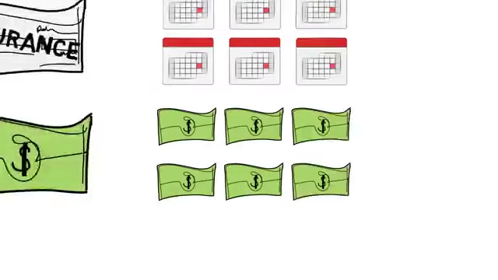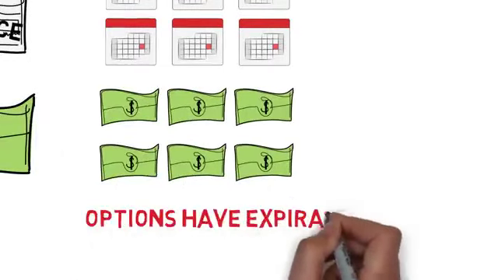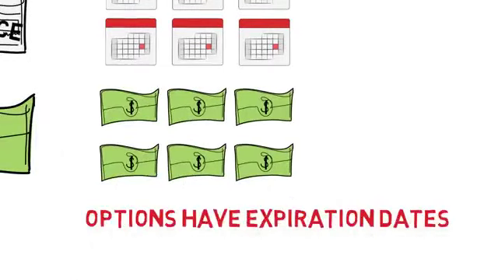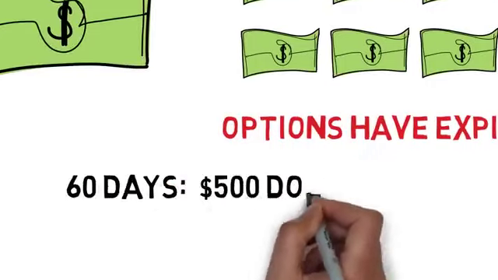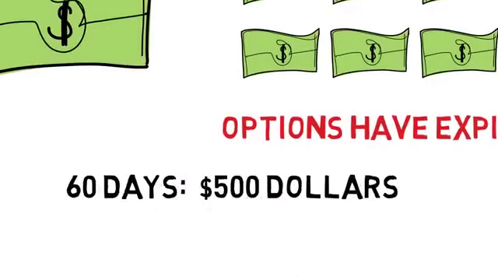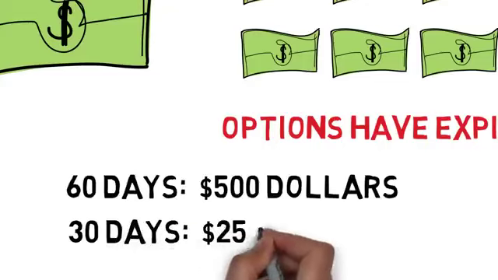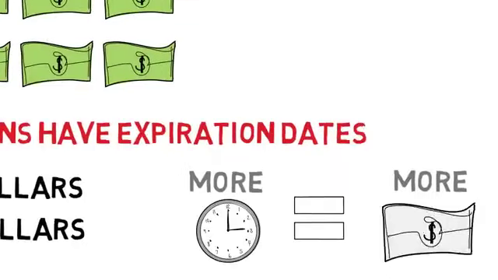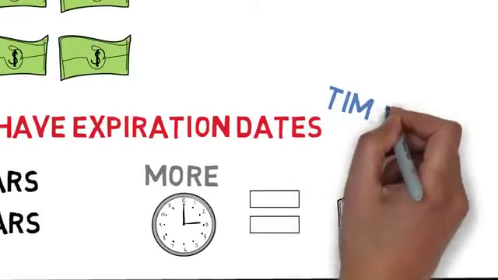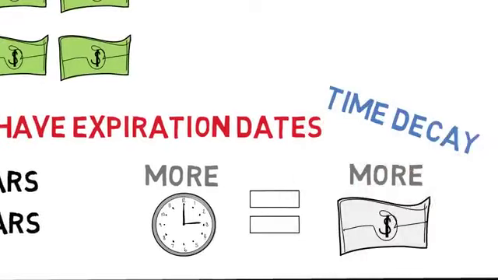Options are the same way. They have expiration dates for the exact same reason you have to pay monthly for car insurance. An option with 60 days until expiration might cost $500 when the option with only 30 days to expiration only costs $250. So more time equals more money. So naturally, as time passes, an option's time value will decay. This is known as time decay.